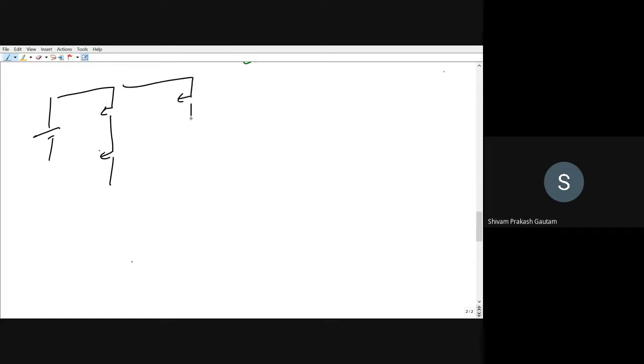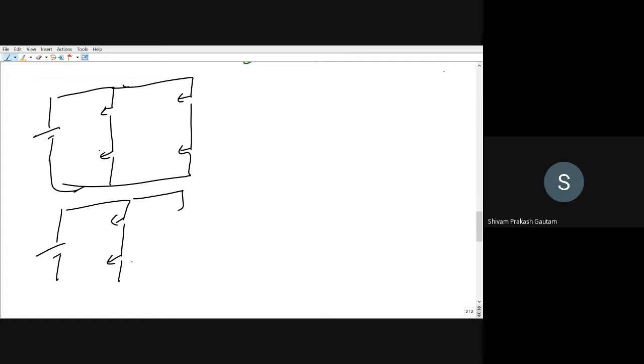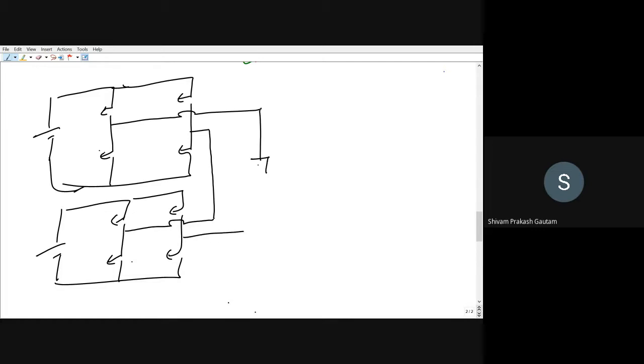Now I will not draw an anti-parallel diode. You must assume that it is there. The 2 cascaded H-bridges are connected back to back, and I think this will be the load, and this will be again connected to here, and this will be connected like this.